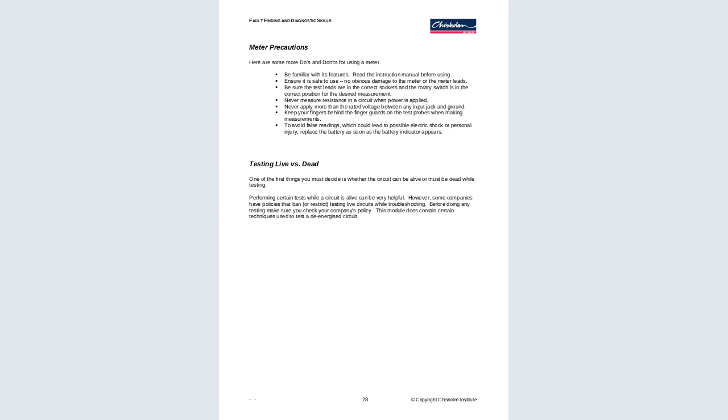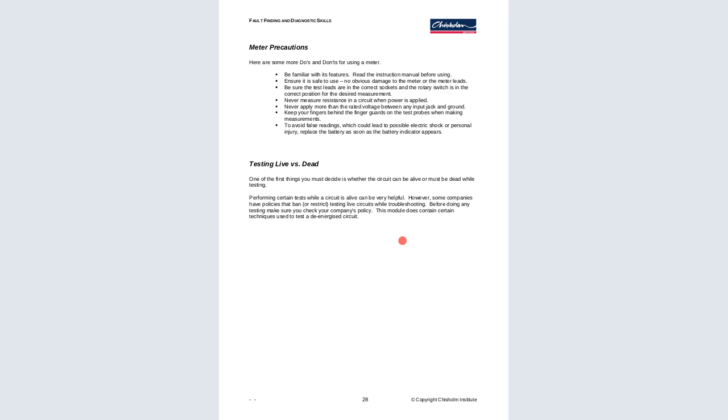Those are the meter precautions. What are the precautions when using the meter? Here are some of the do's and the don'ts. Be familiar with its features. You have to know how it works, and then read the instruction manual before using. Ensure it is safe to use, with no obvious damage to the meter or the meter leads. Then be sure that the test leads are in the correct socket, and the rotary switch is in the correct position for the desired measurement.